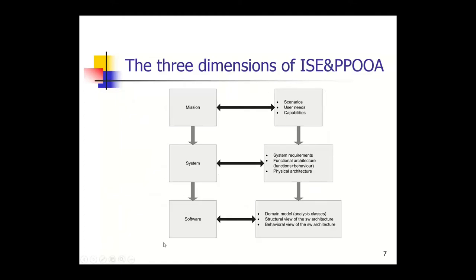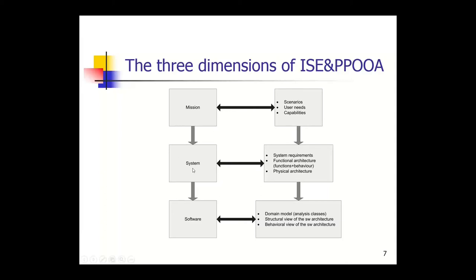This methodology has three dimensions. The first dimension is what we call the mission dimension. In the mission dimension, we look at the system from outside in. The system is a black box. The system interacts with actors. These interactions are described by an artifact called the scenarios. From the scenarios, we obtain user needs, operational needs, that are requirements, but specified from the point of view of the user, not from the point of view of the system. These needs are aggregated as capabilities. Capabilities are the ability to perform something.